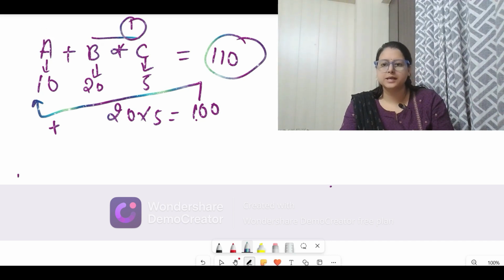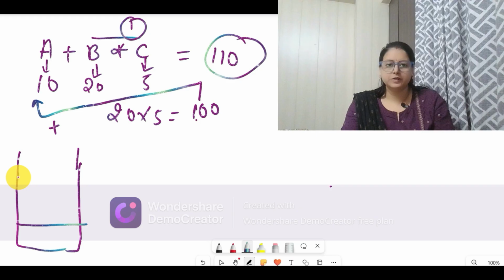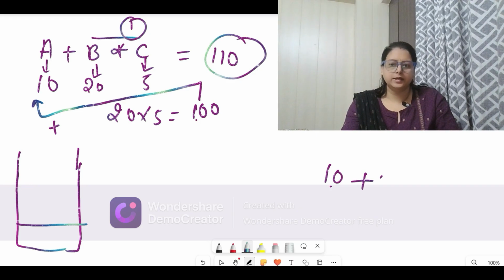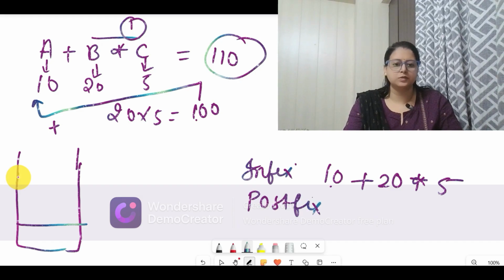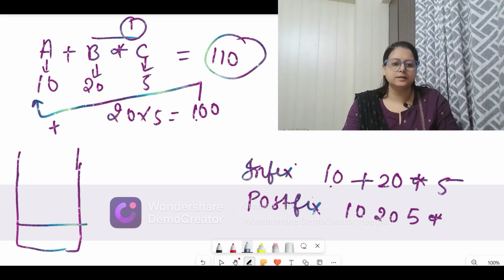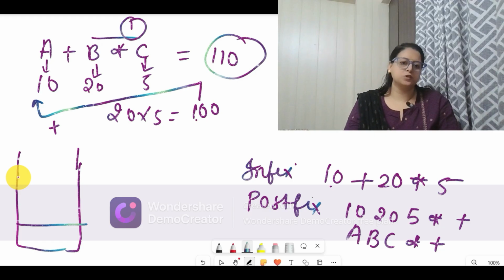First of all, the system makes the stack. We are dealing with the stack, so we know how the structure of the stack is. First of all, our expression is 10 plus 20 multiply 5. This is our normal infix expression. So let us make it postfix first. What is the postfix expression for this? It will be 10, 20, 5, then multiplication, then plus. Accordingly, this means A, B, C, multiply and then plus.